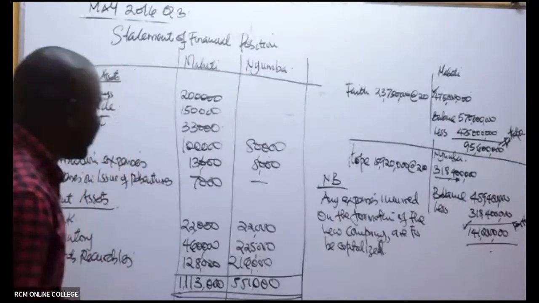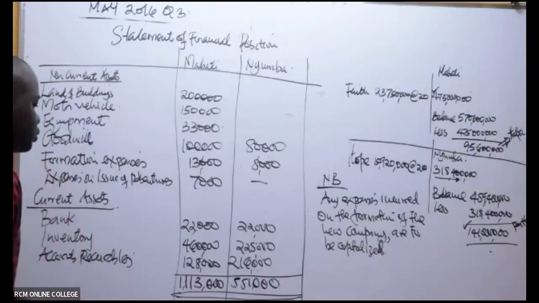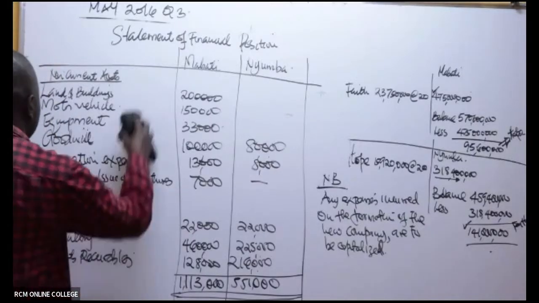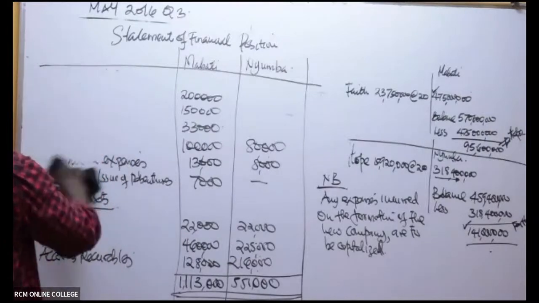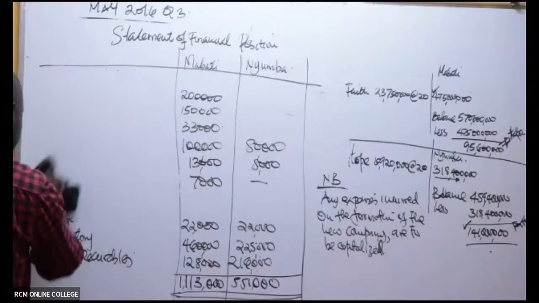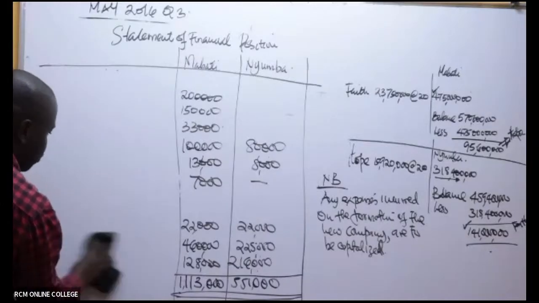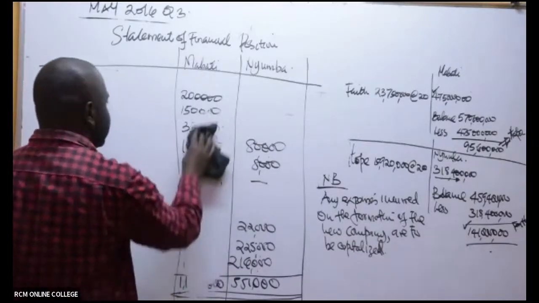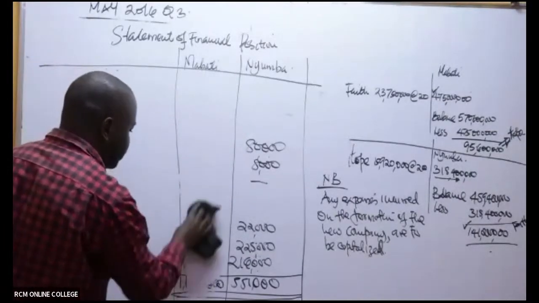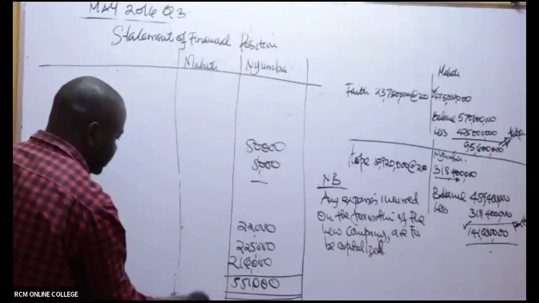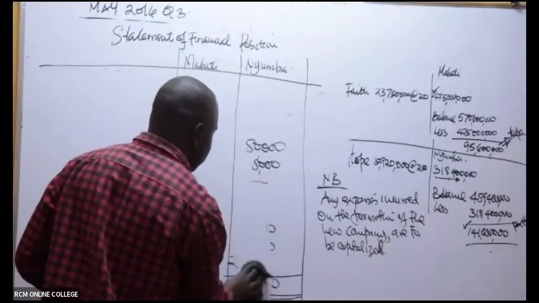So wacha tuangalie side ya equity and liabilities. Usifute kitabu yako. Mimi nafuta kwa sababu I can't continue down there, siwezi endelea hapo chini kwa sababu utaona. So usifute kitabu yako, uanze kuandika side ya equity and liabilities. Yako tu inabaki tu vile iko, but unaendelea hapo chini.